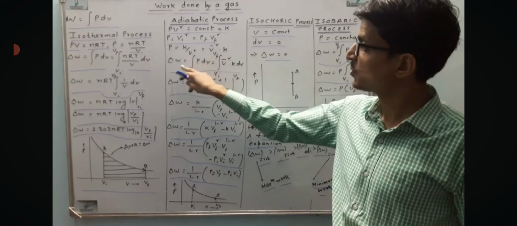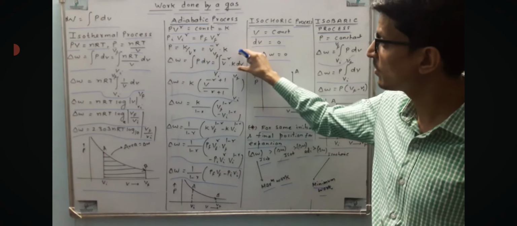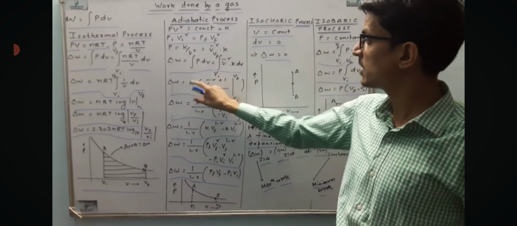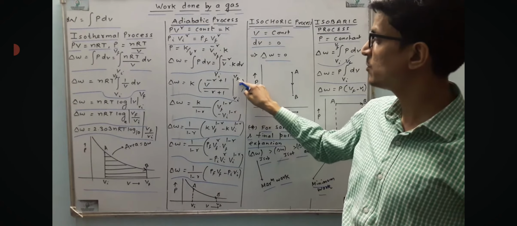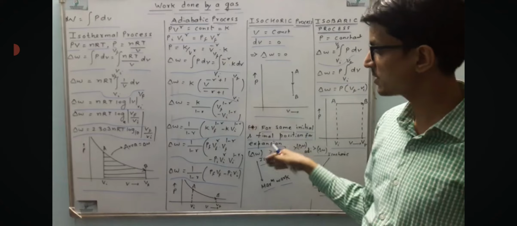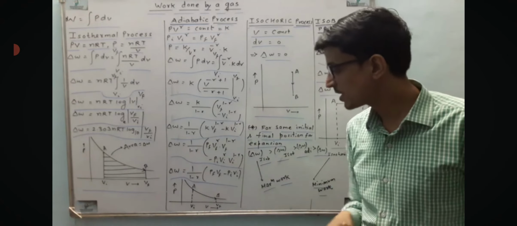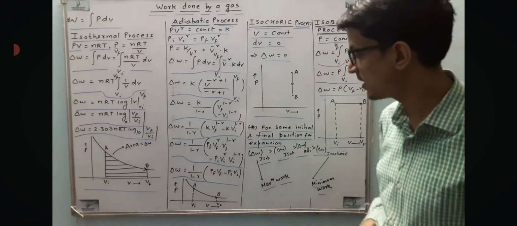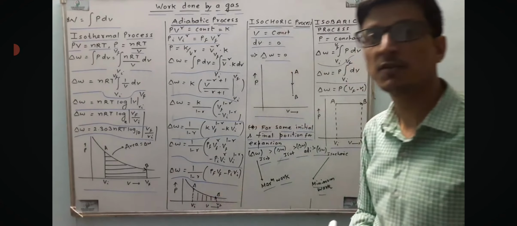So delta W will be integration P dV. The value of P is V to the power minus gamma into K dV. So from here you can write it as K V to the power minus gamma plus one upon minus gamma plus one, from Vi to Vf. So integrating the expression, we have the final result as this. And if we draw the graph between P and V, that will be the graph, and the area under the graph will represent the work done. So this delta W will be equal to the work done from here.